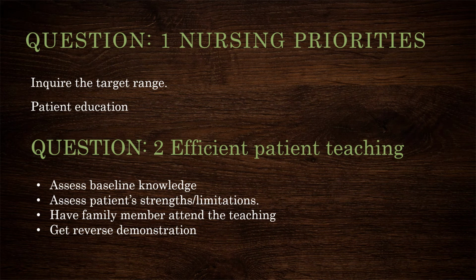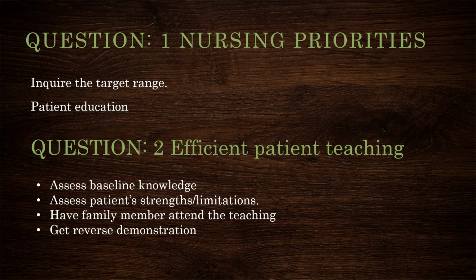So let's talk about the first question. What are the nursing priorities? So the first one, based on the blood glucose level, you probably have read the hyperglycemia ranges. If it's over 10, it is considered hyperglycemic. But if it is between 10 to 14, it is considered mildly hyperglycemic.